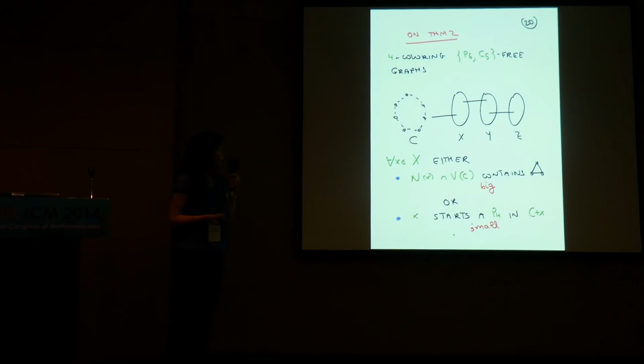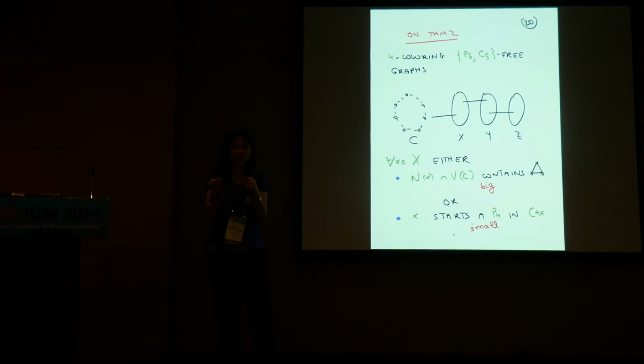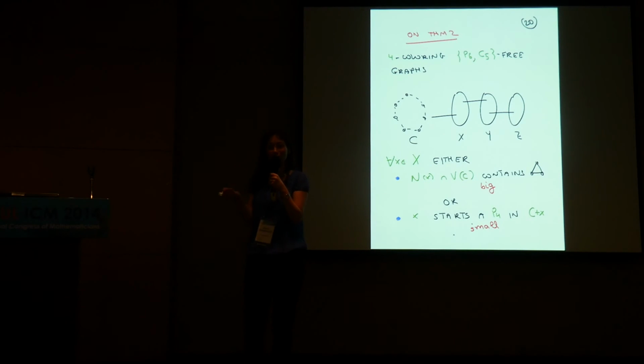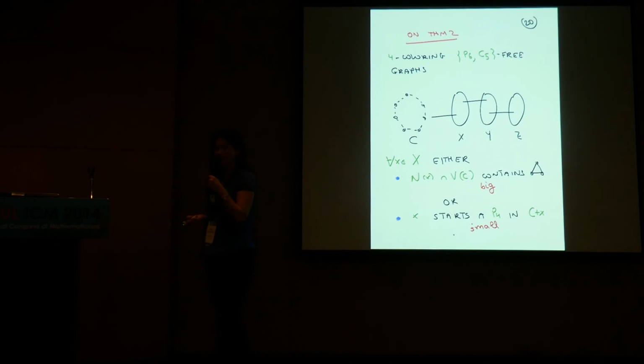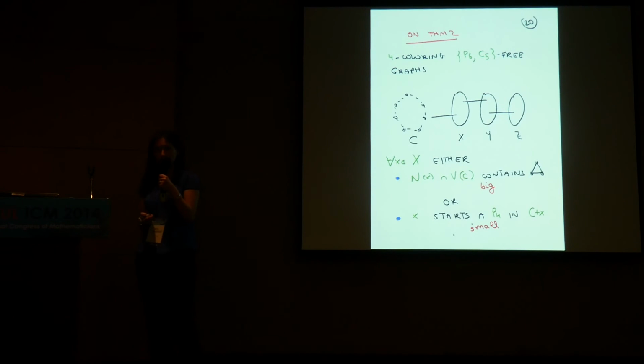Now, if I'm trying to four-color and my graph is perfect, then it's very easy to check if it's four-colorable. You just check, is there a clique of size at least 5? So I can assume my graph is not perfect.